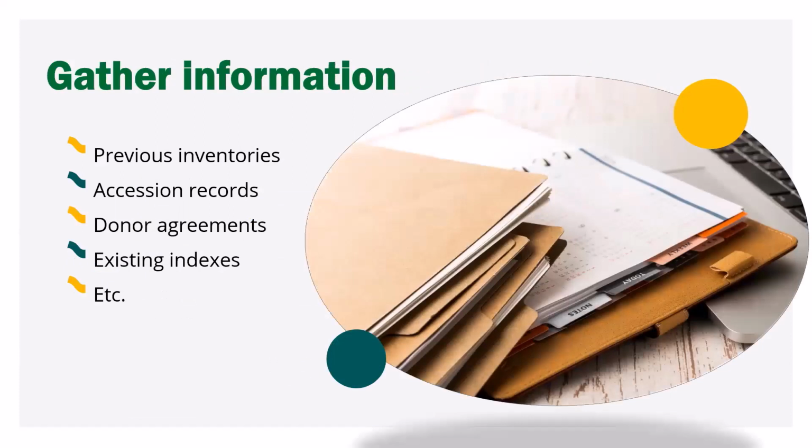So before undertaking the inventory, see what information you already have about your holdings. Do you have previous inventories? That would be amazing. Are there any existing indexes to any parts of what you have? Are there any accession records or donor agreements? Gather any type of information that you have about your collections and your holdings that already exists. Capture that information in the inventory, and it can be a jumping off point for your inventory process.